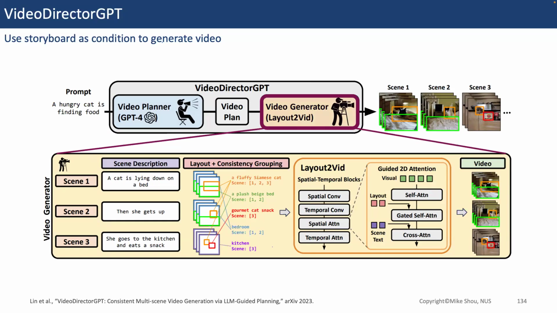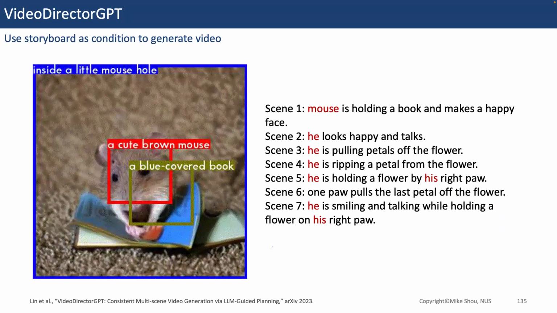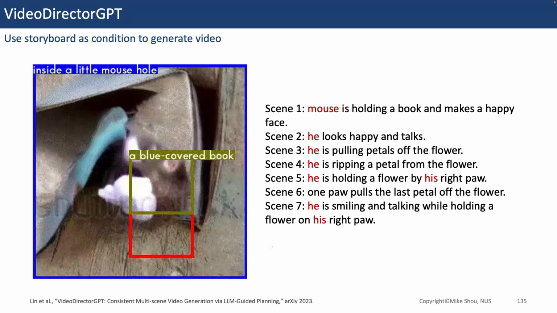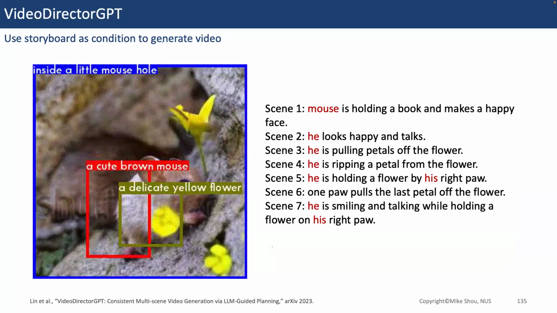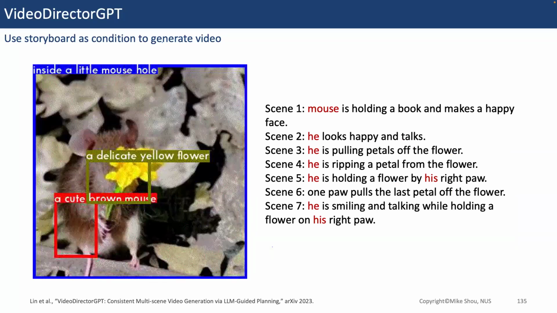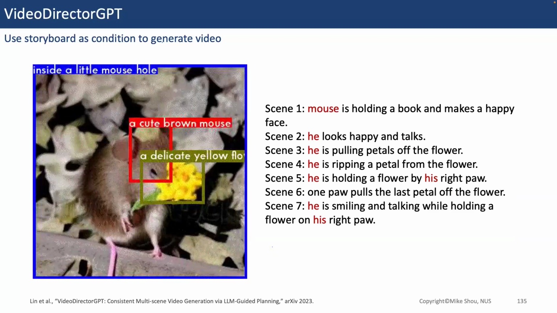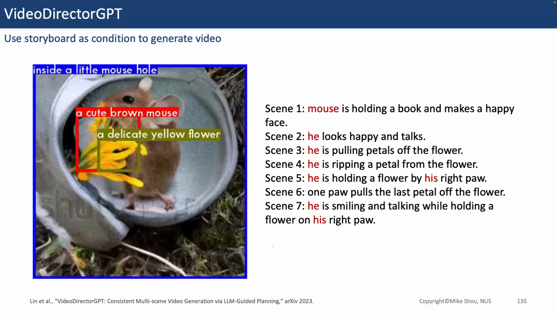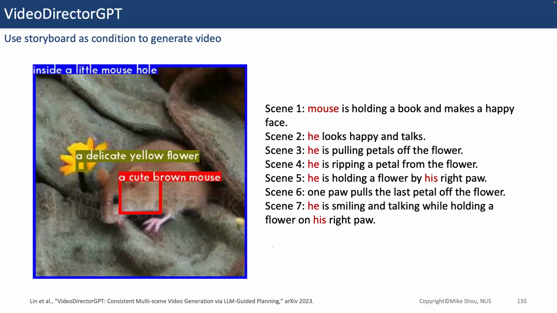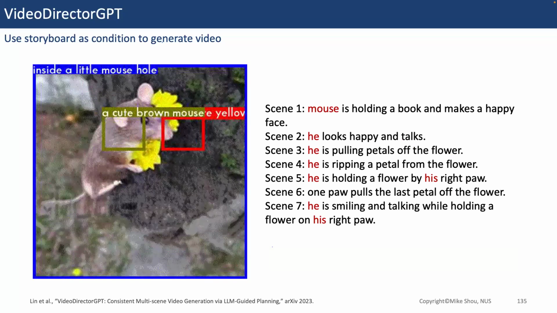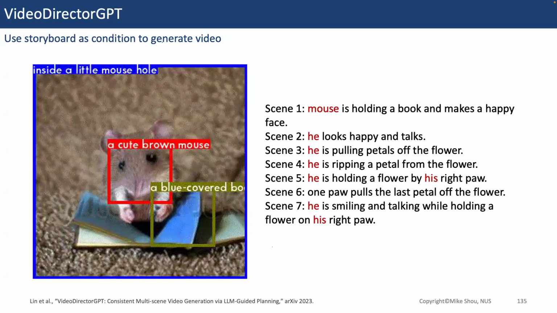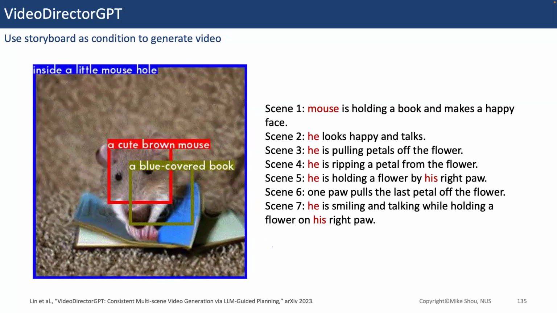Of course, there are challenges to address in this process, such as ensuring the consistency of the same object across different frames. So here is an example of the video generated by this model using a storyboard as condition. You can see the description for scene one, scene two, and so on. And this approach works quite well. This demonstrates that the storyboard can be used to guide the generation of coherent and structured videos.